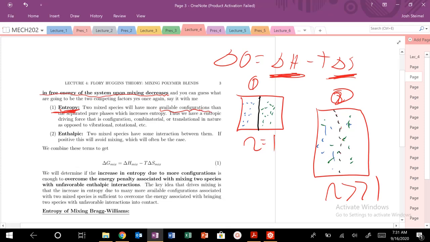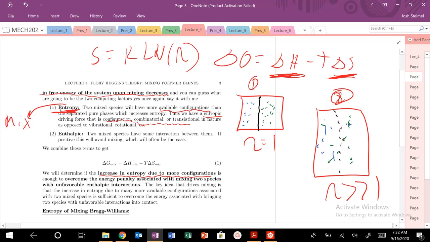So I have more configurational entropy. That is actually the correct phrase, although it could be configurational, combinatorial, or translational in nature. But anyways, there's an entropic driving force because when they mix, my number of microstates increases. Now, my S scales with my number of microstates. So the increase in entropy due to more configurations is always going to be the driving force to mix. Entropy is always going to want to mix.